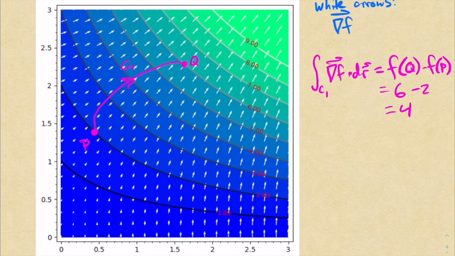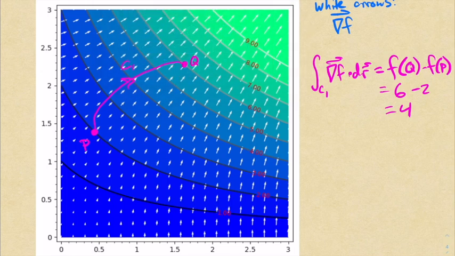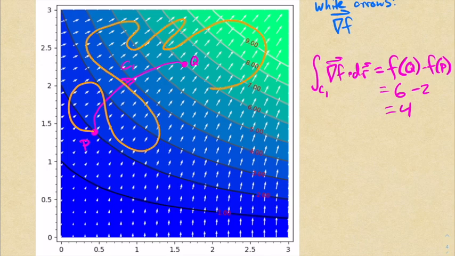And what's better, it doesn't matter how I get from P to Q. I could have taken a path with lots of detours, gone up and around and back down. The answer is still 4. Because, I'll call this C2, according to the fundamental theorem for line integrals, it's the endpoints that matter.